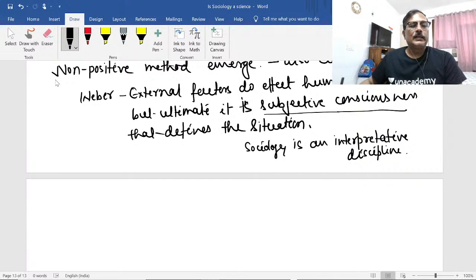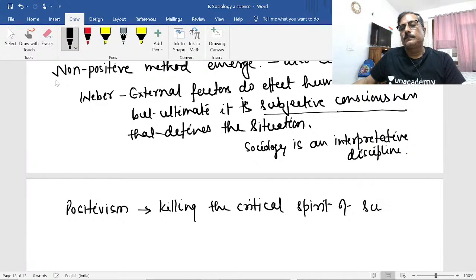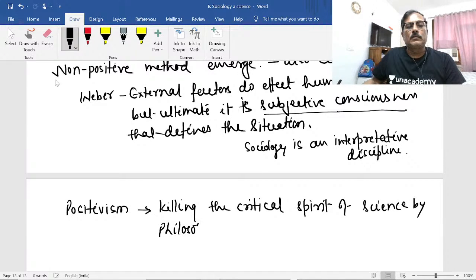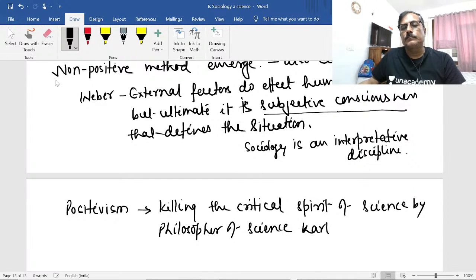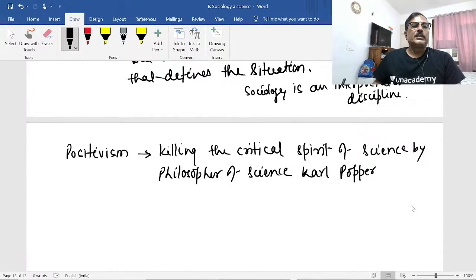In the meantime, positivism was criticized for killing the critical spirit of science by philosopher of science Karl Popper, right? How positivism kills the critical spirit of science.